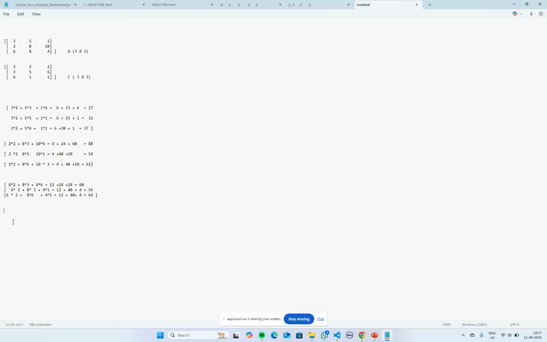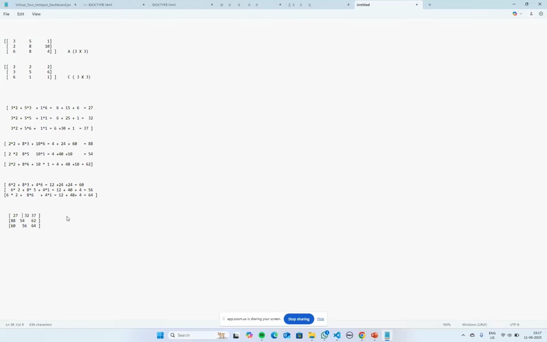So we got 27, 32, and 37, right? So the first row we'll consider 27, 32, and 37. Then what's the second row value? 88, 54, 62. Then 60, 56, and 64. So this should be the final matrix.